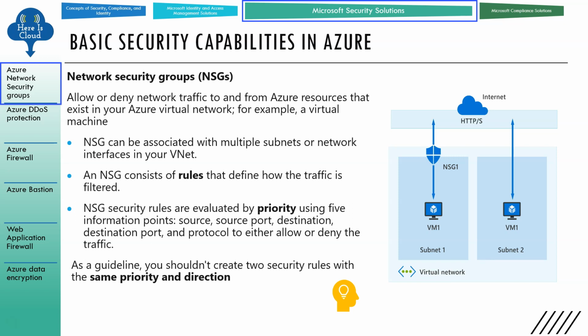It consists of rules that define how the traffic is filtered, and the rules are evaluated by priority using 5 important points, which are source, source port, destination, destination port, and the protocol to either allow or deny the traffic. As a guideline, you should never create 2 security rules with same priority and direction.